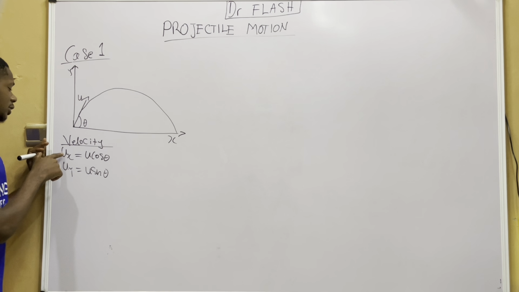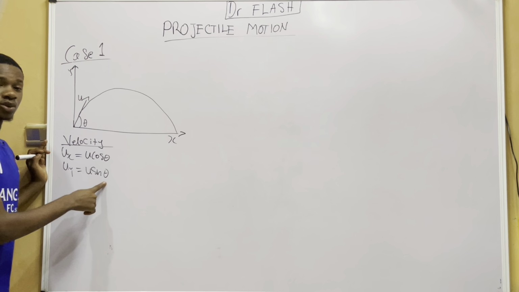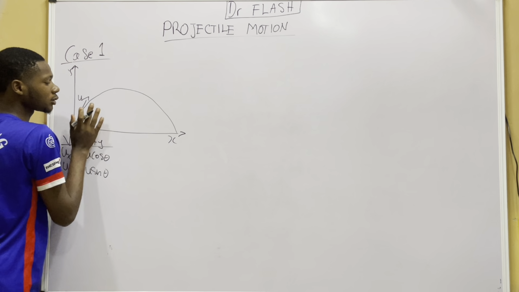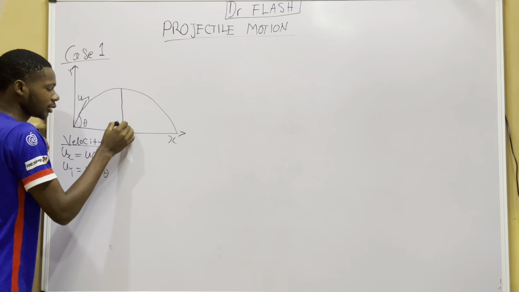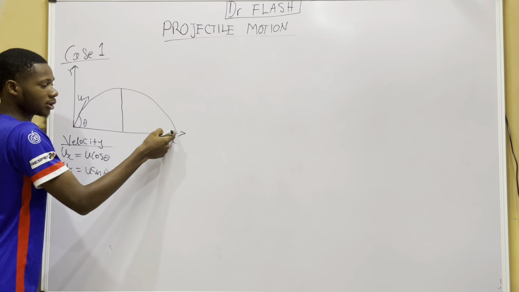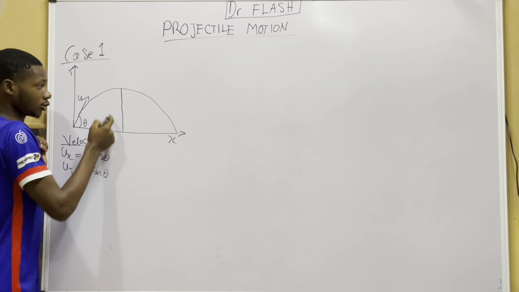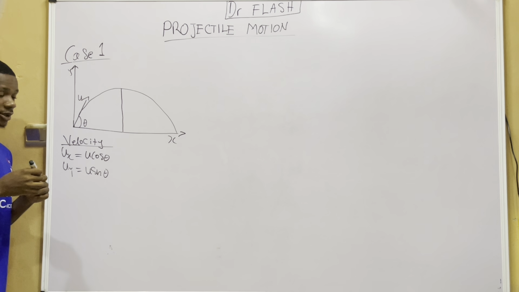Firstly, let's talk about the velocity. For the initial resolved components, for x we have u cosine theta, and for y we have u sine of theta. You notice for this diagram, the highest point that the body will travel is at the center. From here down to the platform, it's not as high as this. So the highest point to notice is at this center, that is the apex.